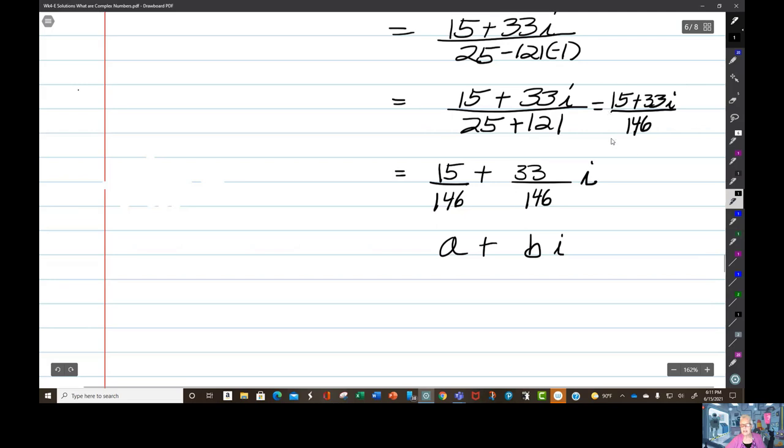Now, normally, this would be a perfectly good answer, but remember we've got a complex number here and we have to write it in a plus bi form. So this is what we do. 15 over 146 plus 33 over 146 times i. This way I know that a is 15 over 146 and b is 33 over 146.